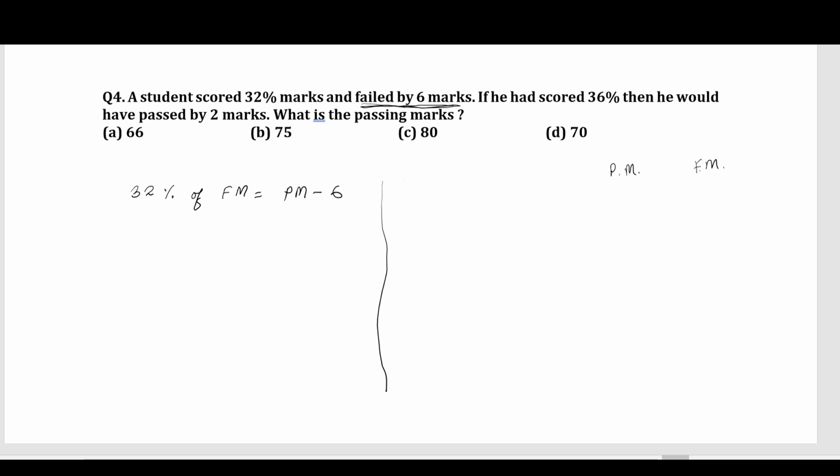Second, if he had scored 36% then he would have passed by 2 marks. So 36% of full marks is the score, and he would have passed by 2 marks, so the pass mark plus 2 equals 36% of full marks. We get two equations.